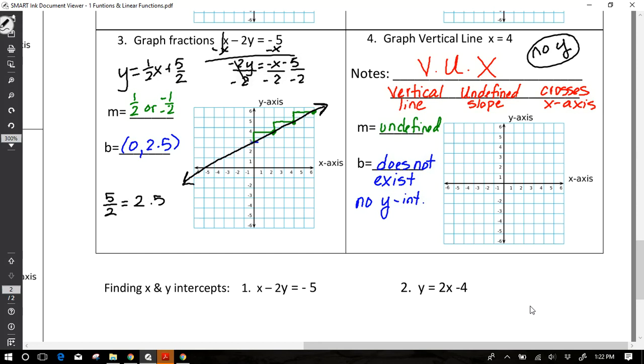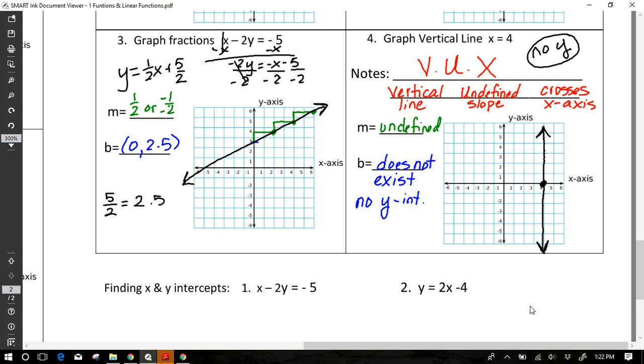So here's how I'm going to graph this. I know x equals 4, so I'm going to go on the x-axis over to 4, and I'm going to put a point. It's not blue because it's not my y-intercept. And then undefined lines go straight up and down. And that is exactly how I graph an undefined slope, or a line that looks like x equals 4. All right.